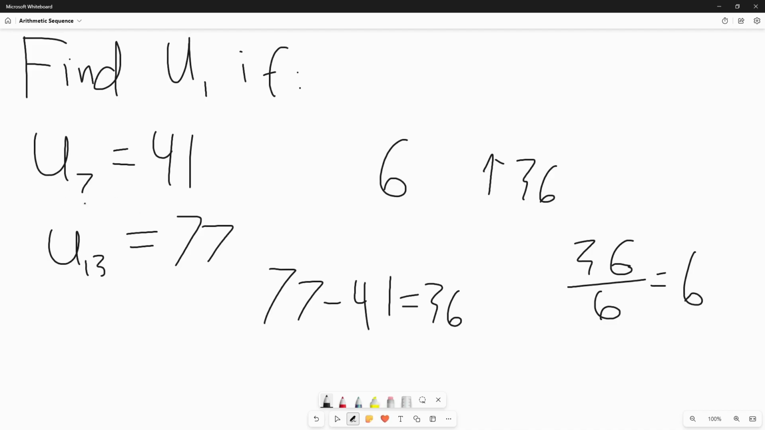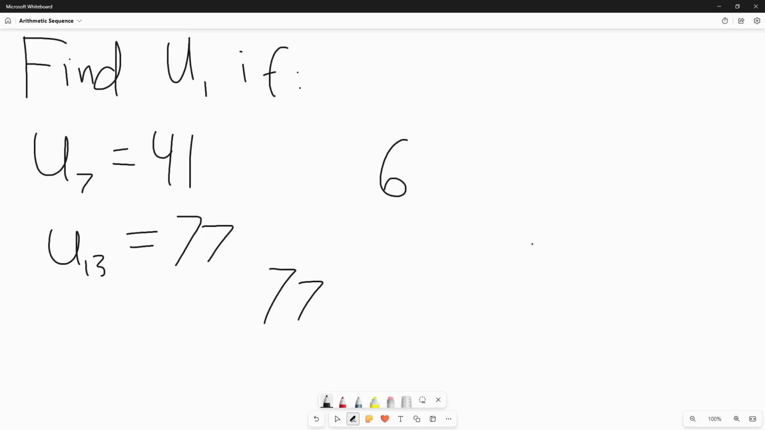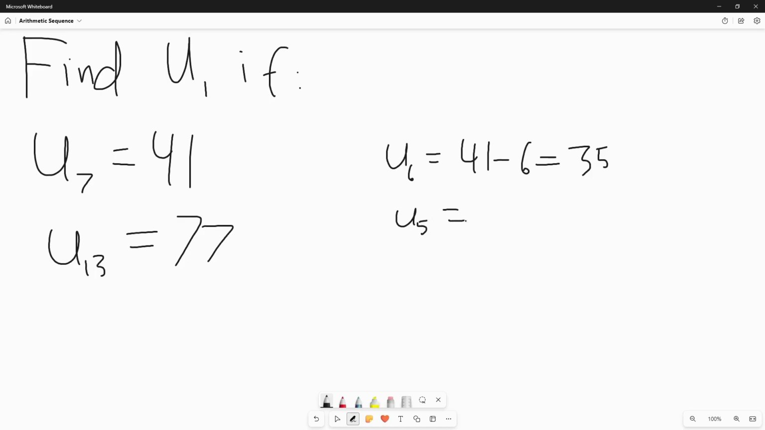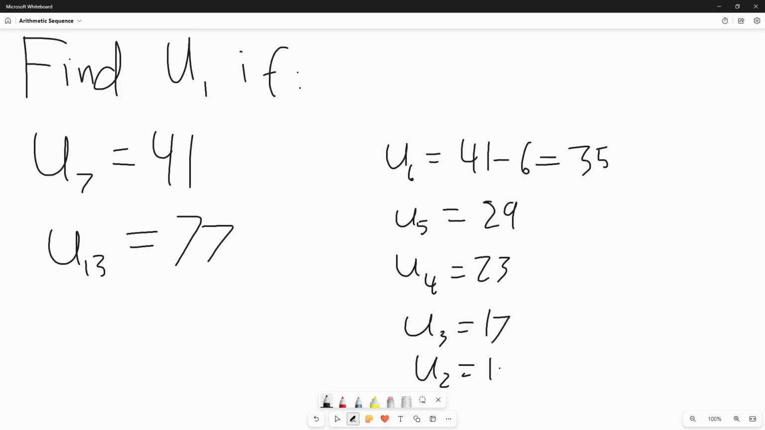Now, we can just count backwards from 7. Since we know that the difference between each term is 6, that means we know that u of 6 equals 41 minus 6, 35. u5 equals 29. u4 equals 23. u3 equals 17. u2 equals 11. And then finally, u1 is equal to 5.